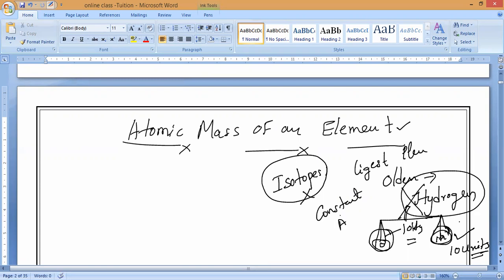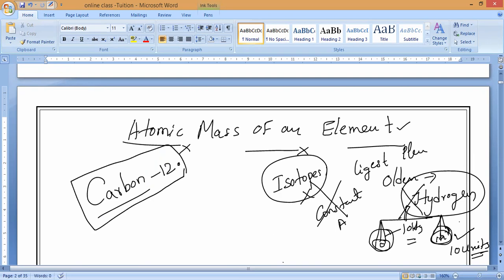So that is the reason nowadays we measure with carbon. That is a special form of carbon called carbon 12. Yes, guys?